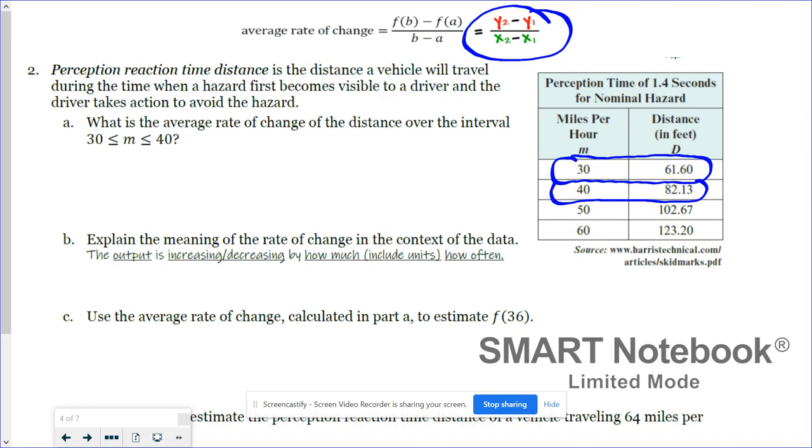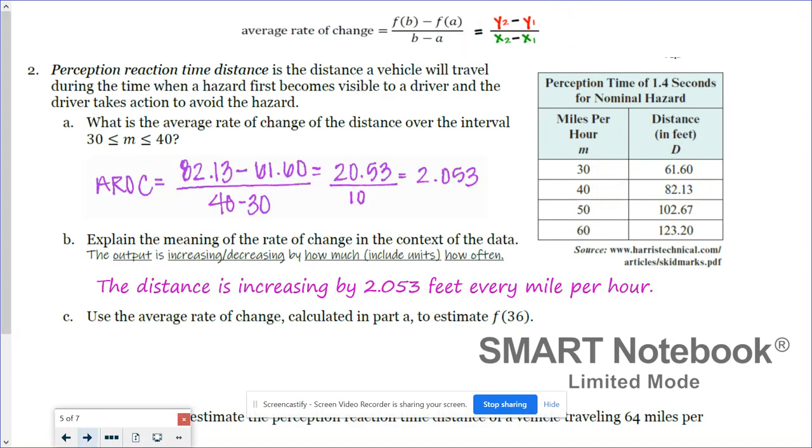So I did that. I know I'm super fast. I got the average rate of change to be 2.053. So what does this mean? This means for every 1 mile per hour increase, the distance that the vehicle travels increases by 2.053 feet for each one of those miles per hour. That's what it's doing on average in this interval.